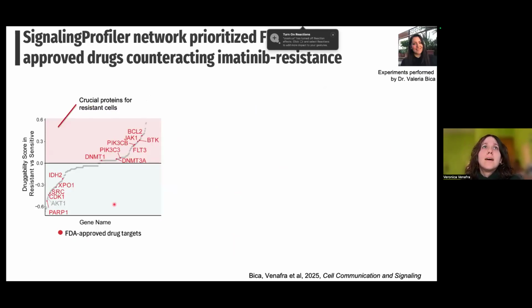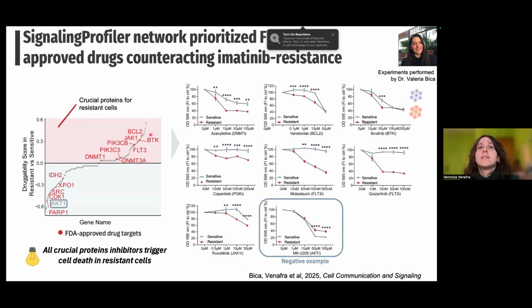So this is the result of the druggability score, and proteins with a positive druggability score will be crucial for resistant cells. But to enhance the translational power of this analysis, we just focused on proteins that were targets of FDA-approved drugs for hematological malignancies that are highlighted in red. All the crucial proteins with an FDA-approved drug were validated by my colleague and friend, Dr. Valeria Bica. Cell viability of sensitive and resistant cells was evaluated upon their inhibition. And as you can see, all of them induced cell death in resistant cells.